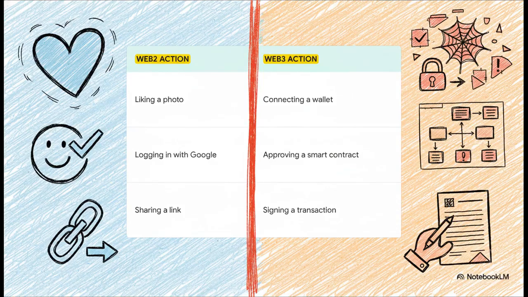And this is where the problem just smacks you in the face. On one side, you've got the simple Web 2 stuff we do without even thinking. On the other, the Web 3 version. So instead of just logging in, you're being asked to approve a smart contract. I mean, what does that even mean? And instead of just sharing something, you have to sign a transaction, which sounds permanent, and it is. It's irreversible. This added complexity, this anxiety, that's the friction that good design has to get rid of.